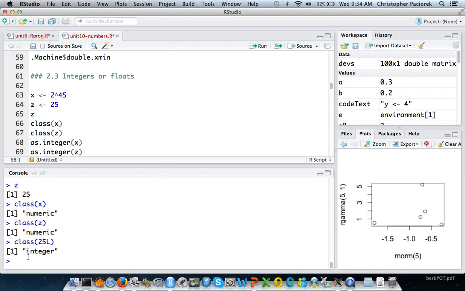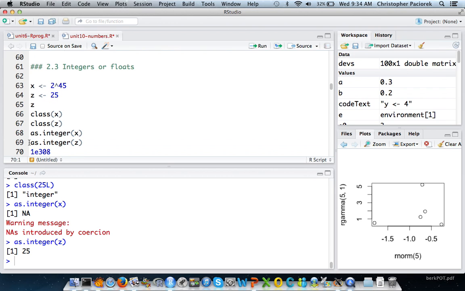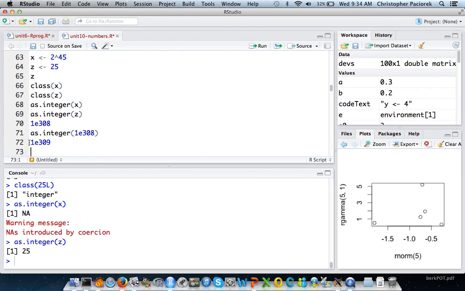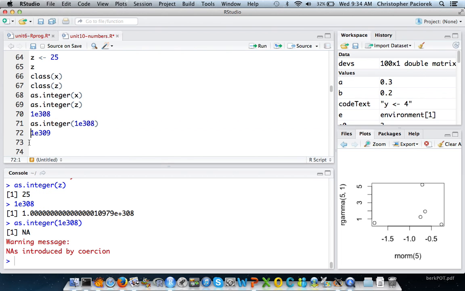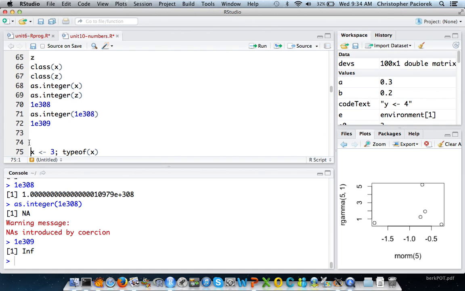So we can get around the issue. Storing 2 to the 45th is fine if we do it as a floating point. And if I try to coerce it back into an integer, it's not going to work because I can't store a number that big as an integer. Whereas if I do that with 25, I can do that. Similarly, I can't coerce 1 times 10 to the 308 back to an integer, but I can store it as a floating point, but I can't store 1 times 10 to the 309.